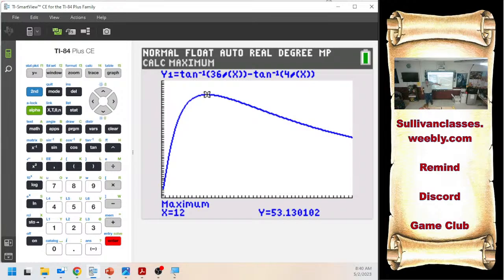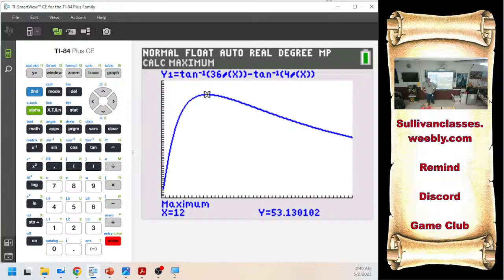What does this say? What is this in the context of the problem? 12 what? We're finding distance, right? This was in feet. If you sit 12 feet away from the movie screen, go to the theater and sit 12 feet away from it, you will be able to fill 53 degrees of your viewing distance.